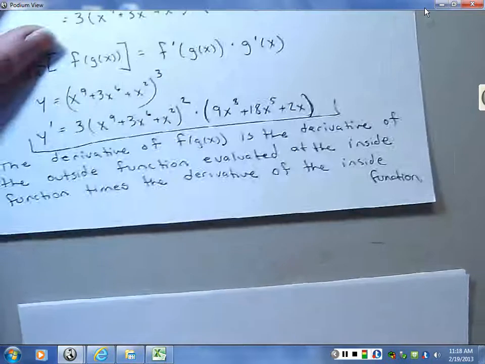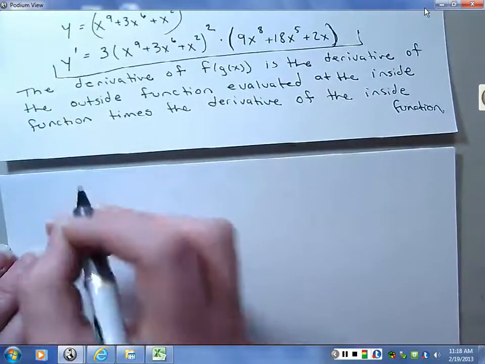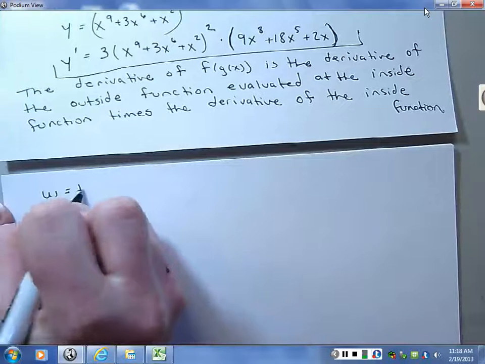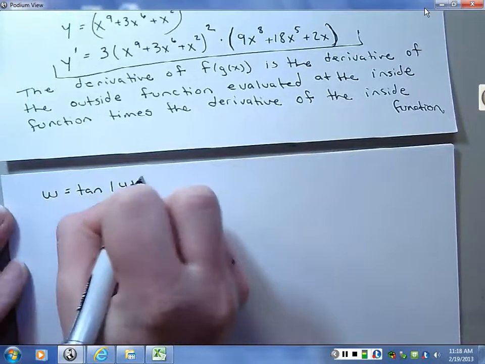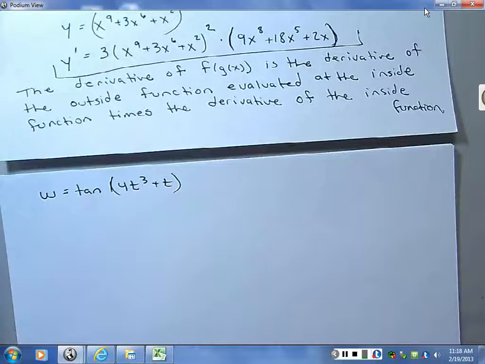So let's look at another example. Let's say w is tangent of 4x cubed plus t. Can you clearly see the two functions here? The outside function is tangent and the inside function is 4x cubed plus t.